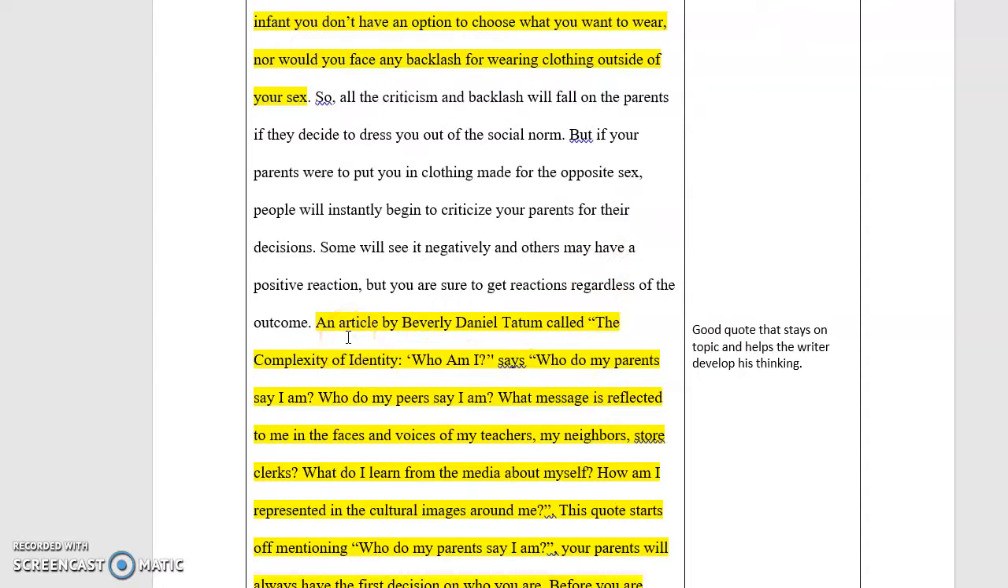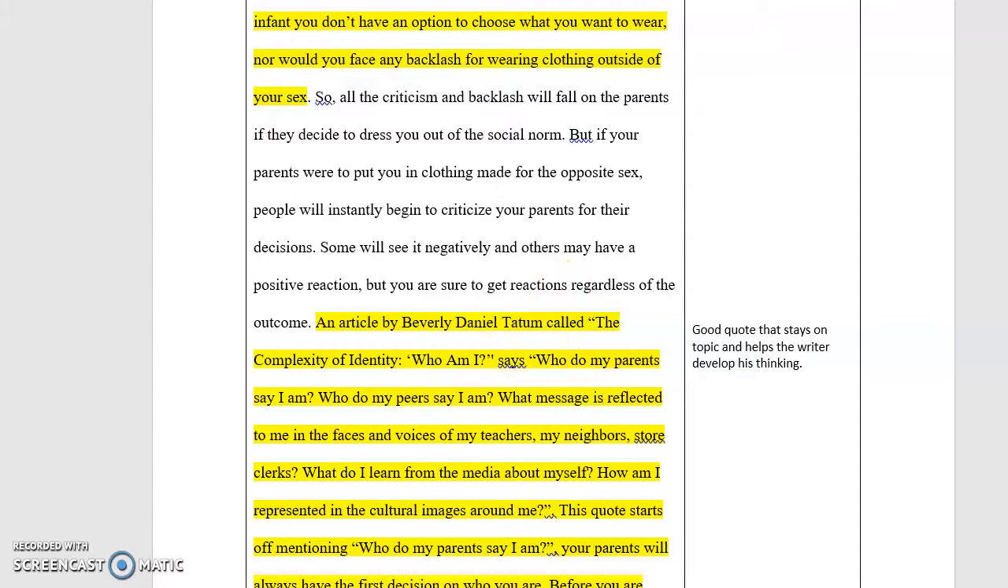Notice it is MLA formatted. That means it gives the author's name, Beverly Daniel Tatum. It gives the title of the article, and then it has the quote, the exact words of the quote, not close, not what you remember, the exact words of the quote in quotation marks, just like this. You don't have to give the whole title of the article every time you use a quote, but you should always give the author's name.